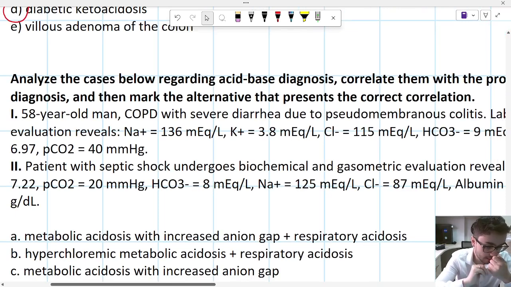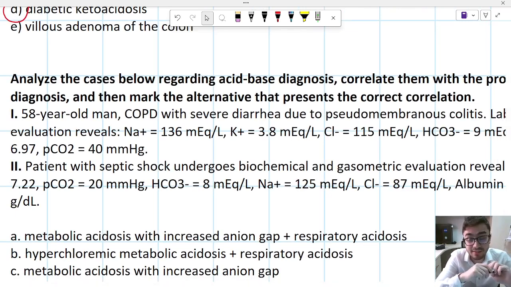50-year-old man, COPD. We need to remember that COPD patients will have a higher value of PCO2, okay? And that's completely normal for these patients because it's a chronic disease, okay?